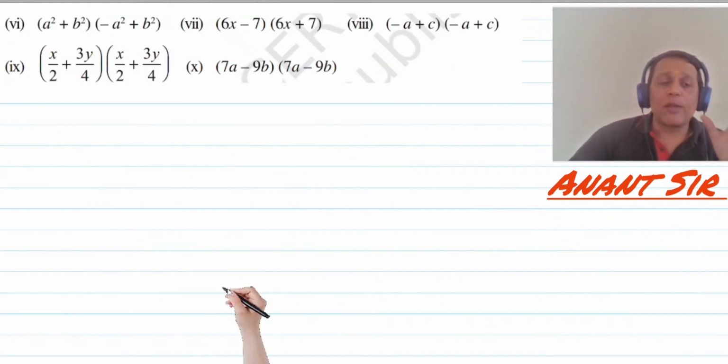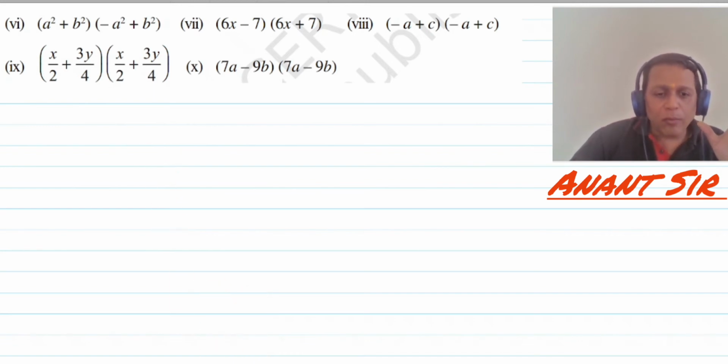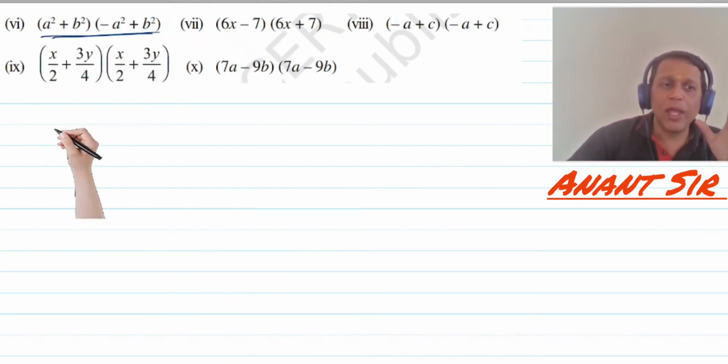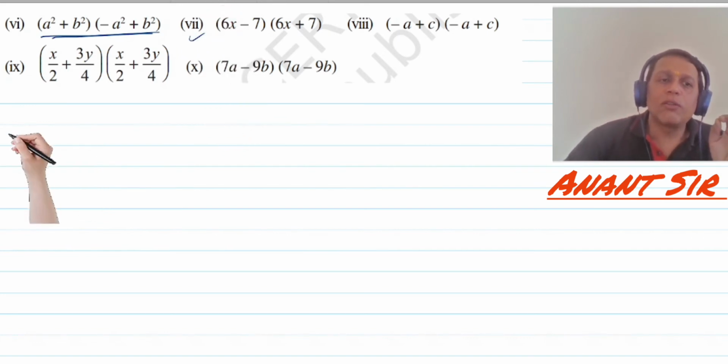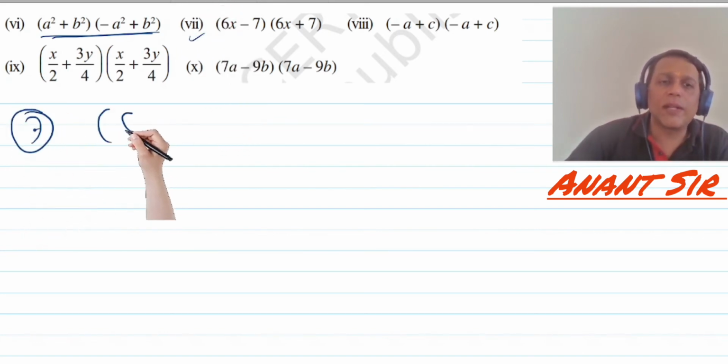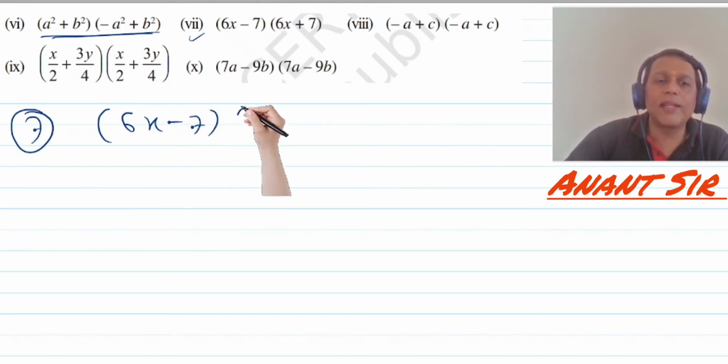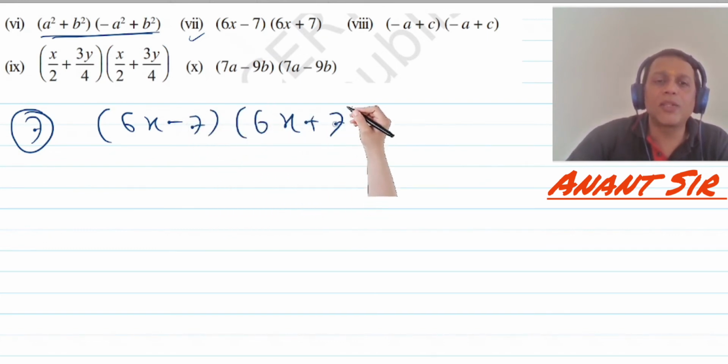Friends, now only 5 questions are remaining. Okay, I am going to do this question number 6 at last in the end. Okay, first now I am going to do question number 7. It's very easy. Question number 7. 6x minus 7 multiplied by 6x plus 7.